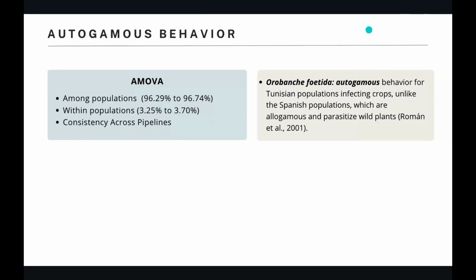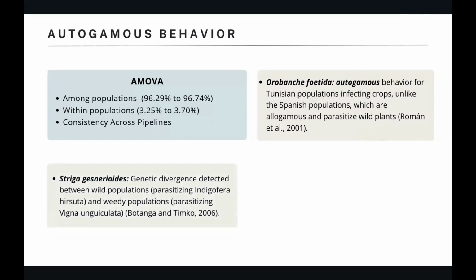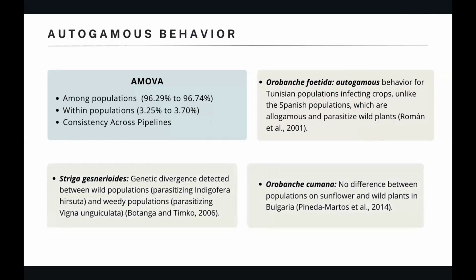In fact, previous studies indicated autogamy behavior of the Tunisian populations of Orobanche foetida attacking crops, whereas the Spanish population attacking wild plants showed allogamy behavior. A similar divergence was observed in Striga. However, no significant differences were detected for Orobanche cumana.